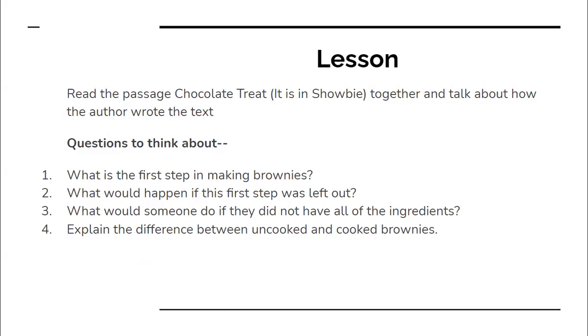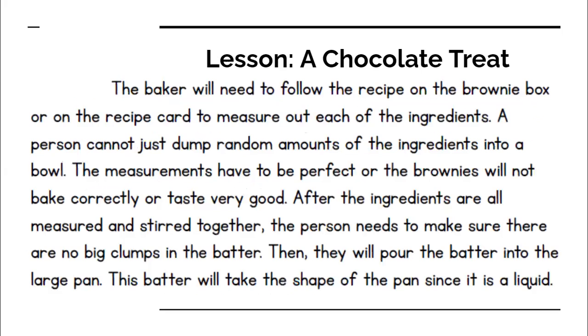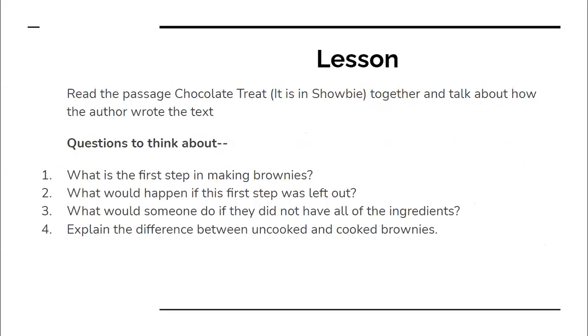What would happen if this first step was left out? Well, it says the measurements have to be perfect or the brownies will not be baked correctly or taste very good. So if measurements aren't put in correctly with the brownie mix, then the brownies will not turn out. The next questions, what would someone do if they did not have all of the ingredients? And explain the difference between uncooked and cooked brownies. These questions you'll be answering in the Google form, so listen carefully while we read the rest of the text.